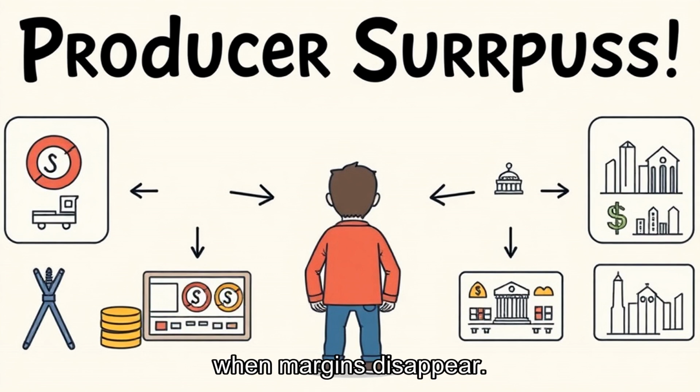Producer surplus can fall when input costs rise. If fuel, rent, wages, or raw materials become more expensive, the minimum acceptable price moves upward. Even a stable market price may become less attractive. Producer surplus grows when the market price rises but production costs stay stable.